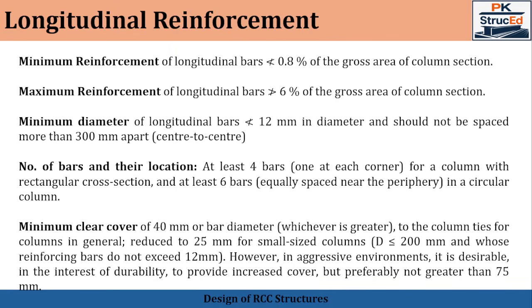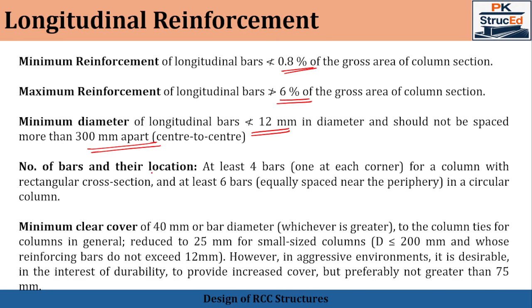Now regarding the reinforcements, IS 456 specifies strict limits for longitudinal reinforcement in columns. The minimum steel reinforcement should be greater than or equal to 0.8% of the gross cross-sectional area of the column, and the maximum reinforcement should be less than or equal to 6% of the gross cross-sectional area. The minimum bar diameter should be greater than or equal to 12 mm, and the bars should not be spaced more than 300 mm apart, center to center.